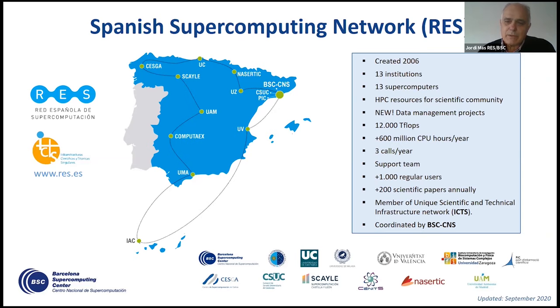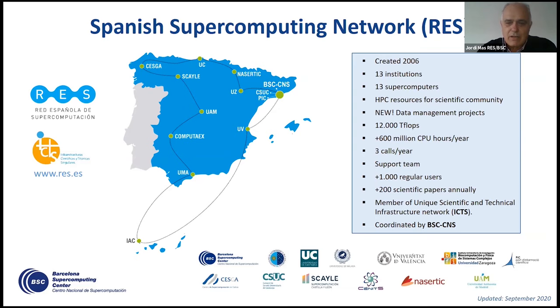We have more than 1,000 regular users of the network and the time. And there's quite a huge output of all this participation, with nearly 100 scientific papers annually. The network is a member of the unique scientific and technical infrastructure network in Spain, and it's coordinated since its beginning by the Barcelona Supercomputing Center.